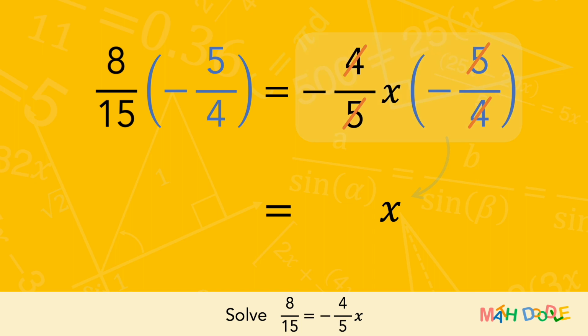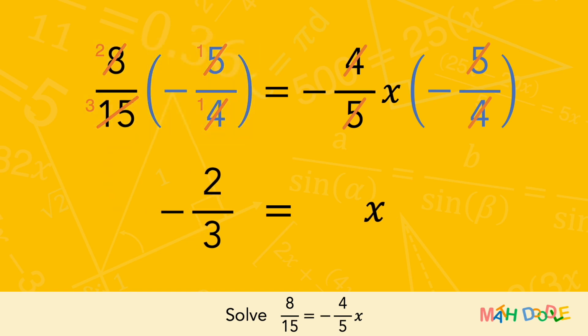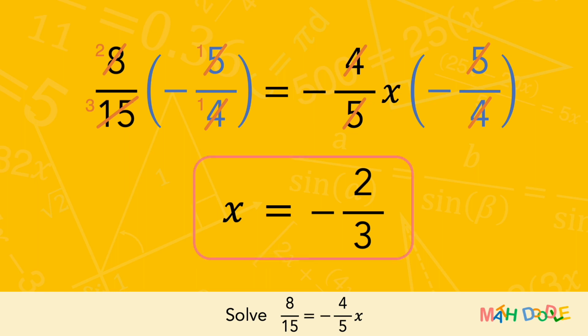Then, let's simplify the left side of the equation. 8/15 times minus 5/4 is minus 2/3. And let's switch the two sides of the equation. So, the answer is x equals minus 2/3.